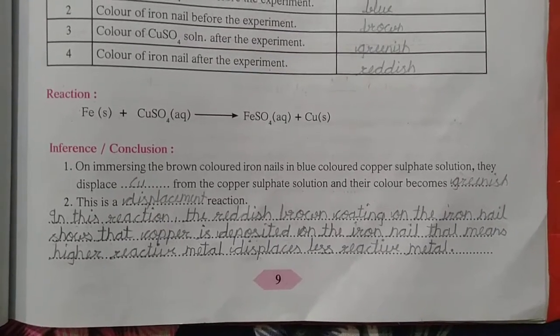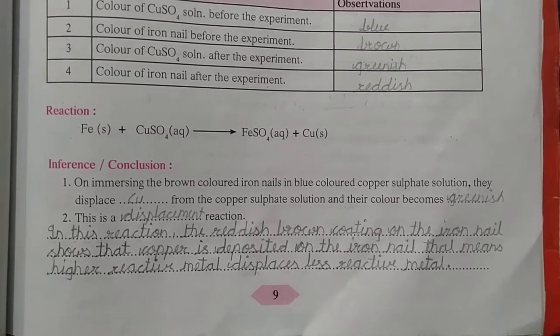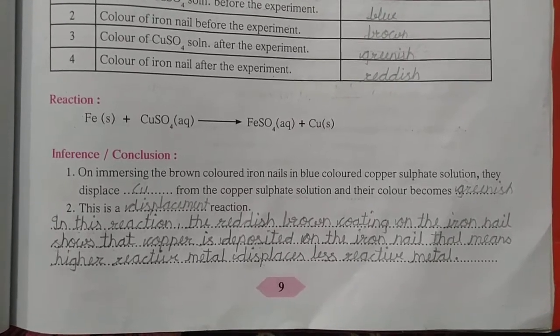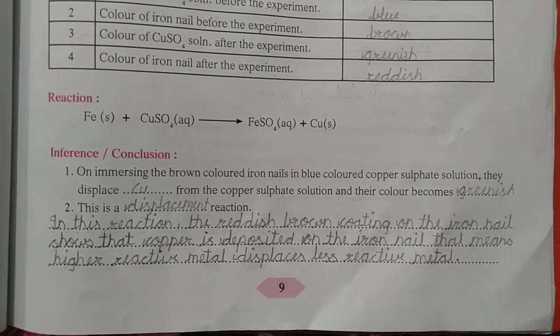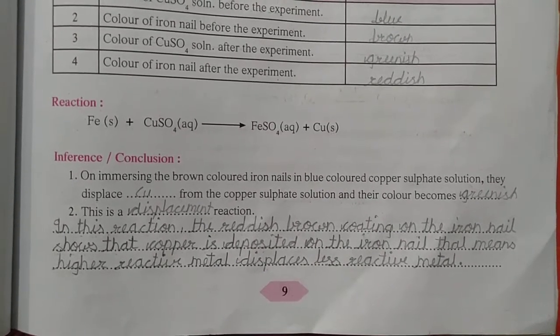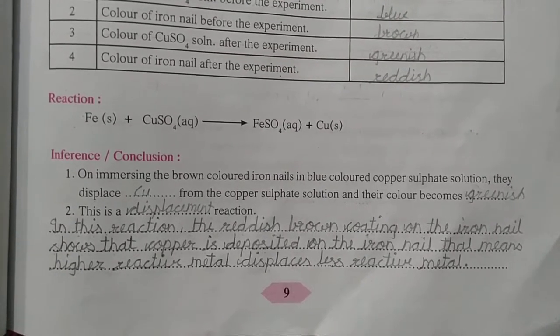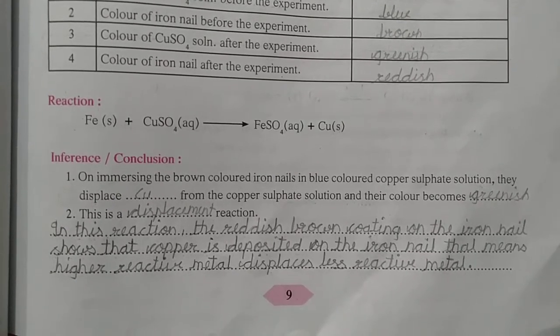Conclusion is, in this reaction, this is a displacement reaction. In this reaction, the reddish brown coating on the iron nail shows that copper is deposited on the iron nail. That means the more reactive metal displaces the less reactive metal.